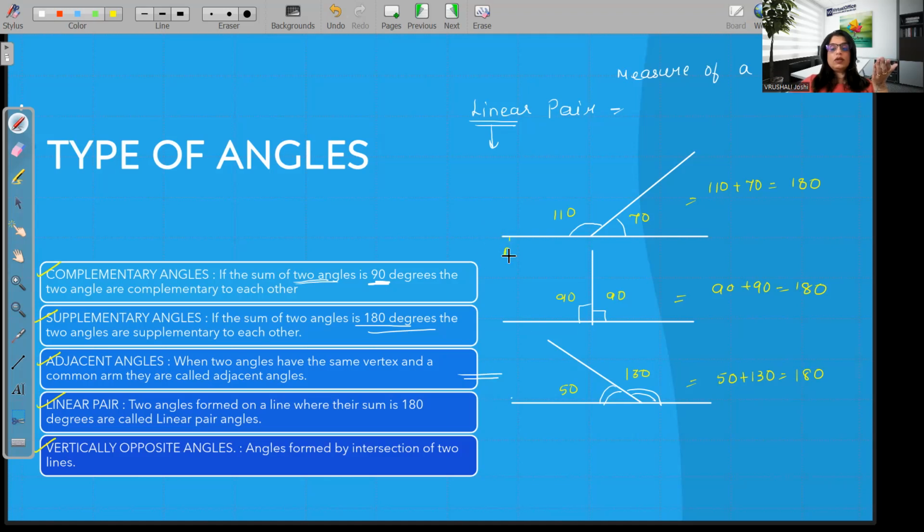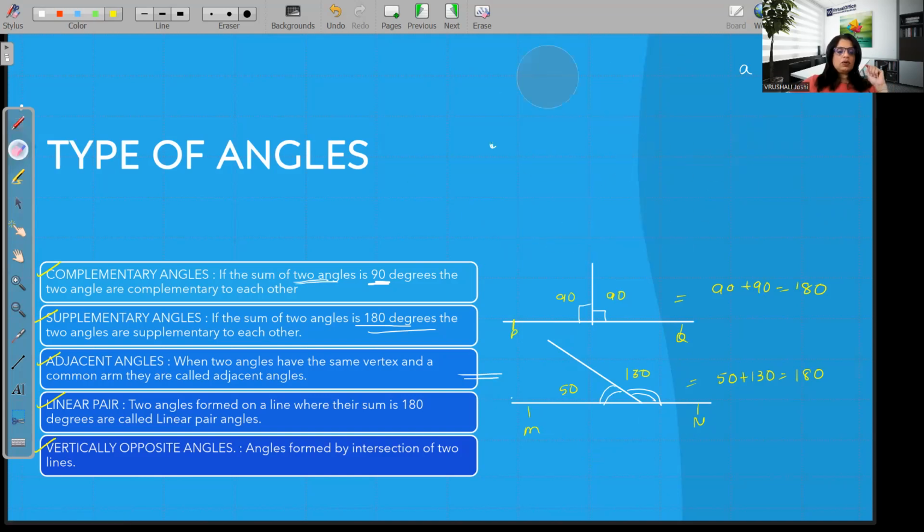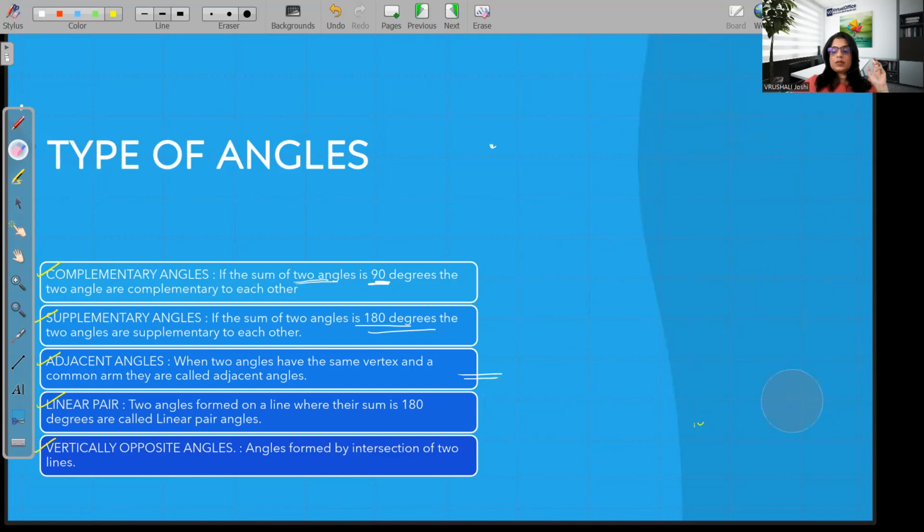If you want to name this line AB, or PQ, or MN, all these are on one single line. Such angles which are on one single line, their sum is always 180. These are called linear pairs. Getting it? Okay. So next is vertically opposite angles.